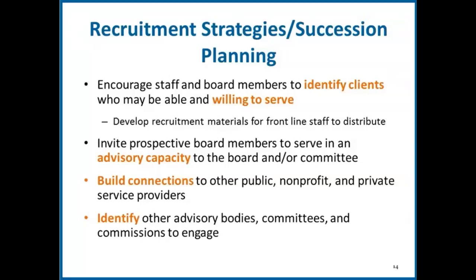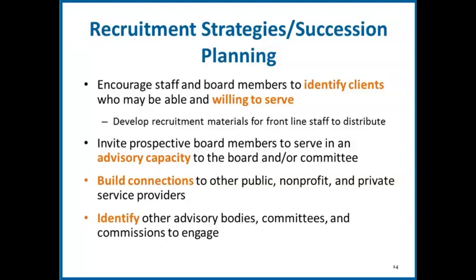Another suggestion is build those connections to other public, nonprofit, and private service providers. And this is a potential source for all three of those tripartite legs of your board. So in the same way, your program managers and frontline staff should be recruiting potential board members, you can ask your other partners, folks that you might have referral agreements with, that you might serve as part of a coalition or collaborative.